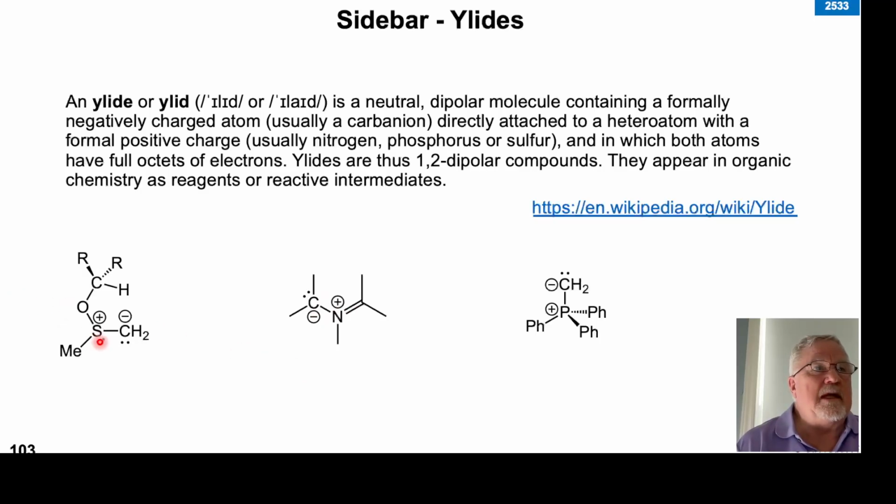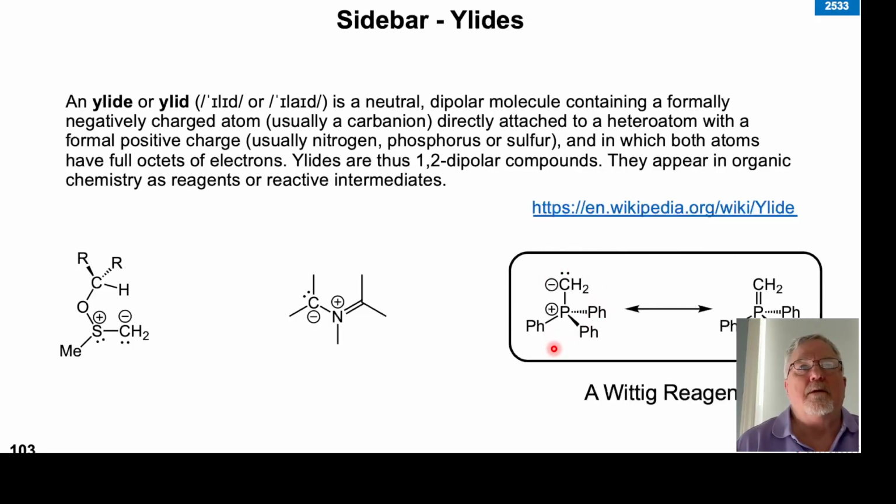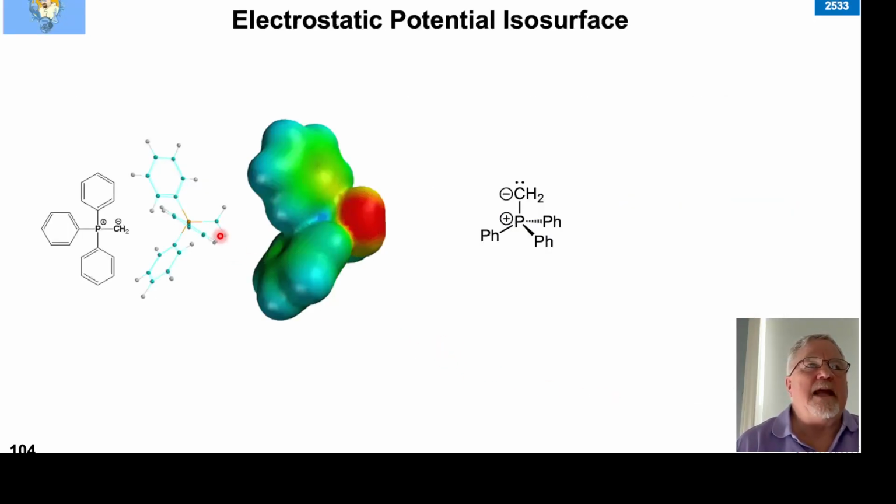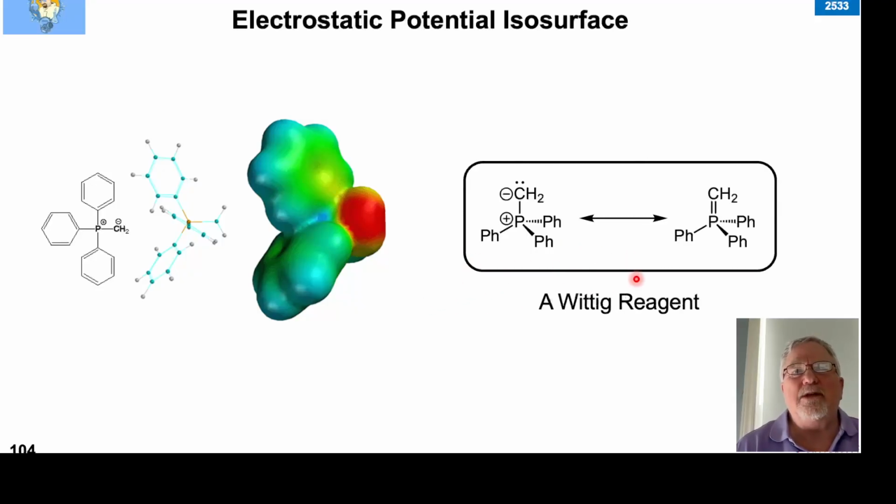This is also an ylid where we have positively charged sulfonium next to our negatively charged carbon. And we can also have positively charged phosphorus, phosphonium type of cation next to a negatively charged carbon atom. This is what we're going to use in something known as a Wittig reagent after its inventor, Dr. Wittig.